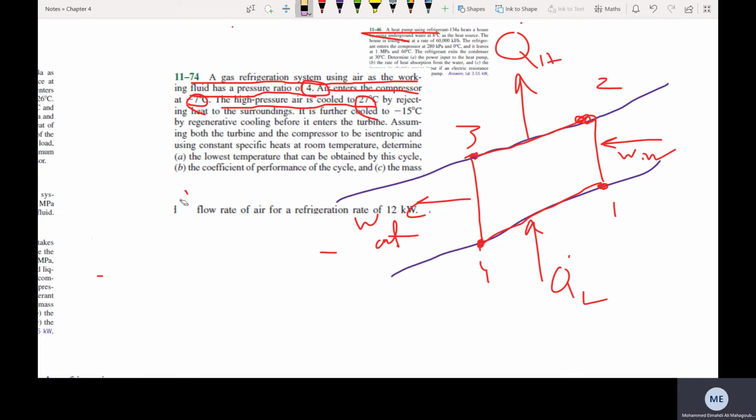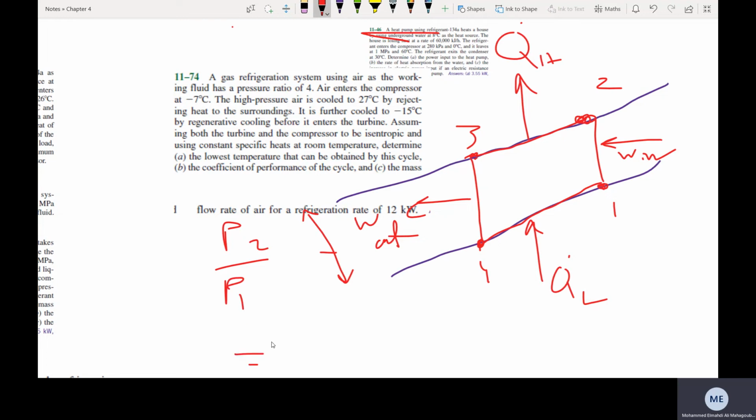And he gives me everything I need. As I told you, from here to here I have the pressure ratio, so pressure of 2 over pressure of 1, which is also equal to pressure of 3 over pressure of 4. This one is equal to 4.